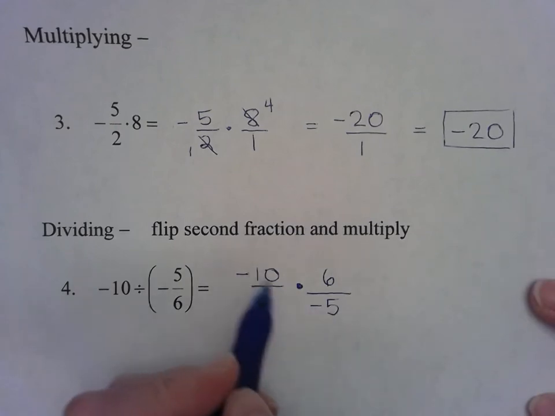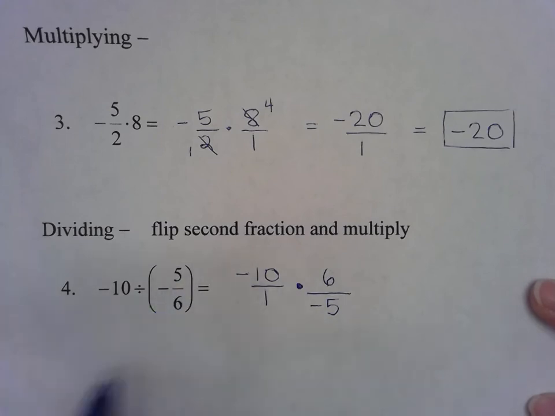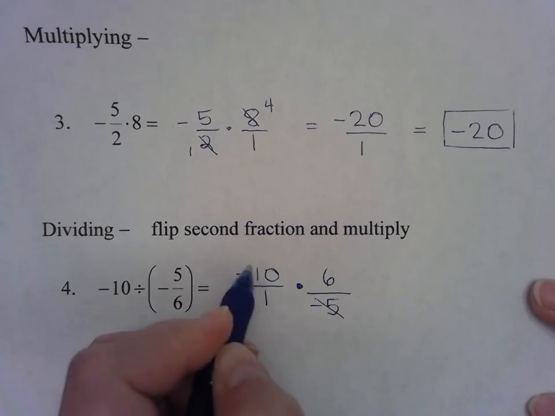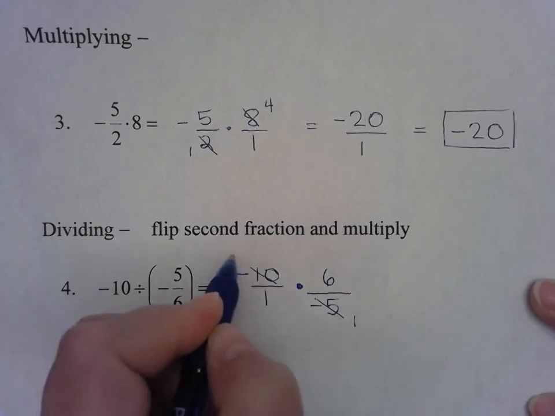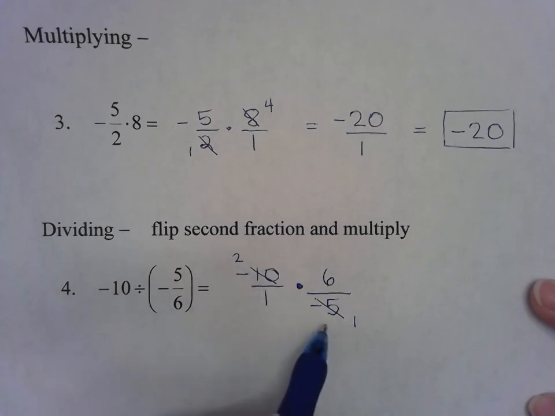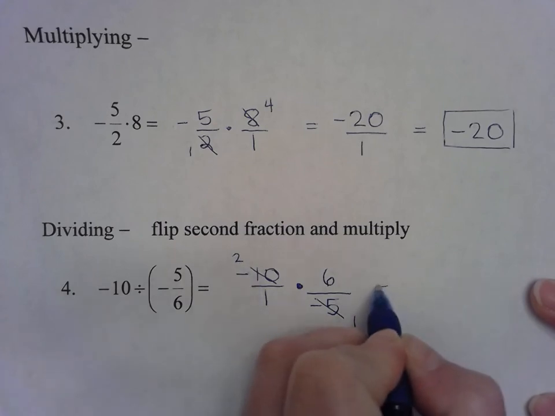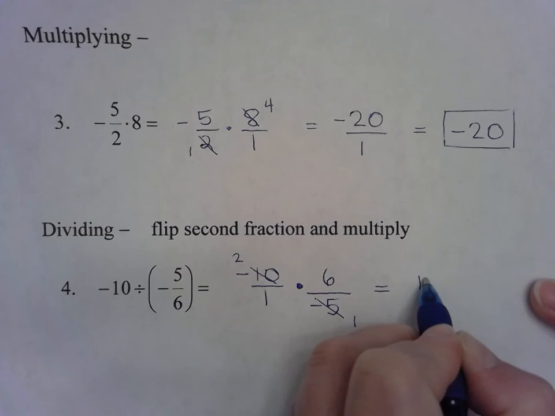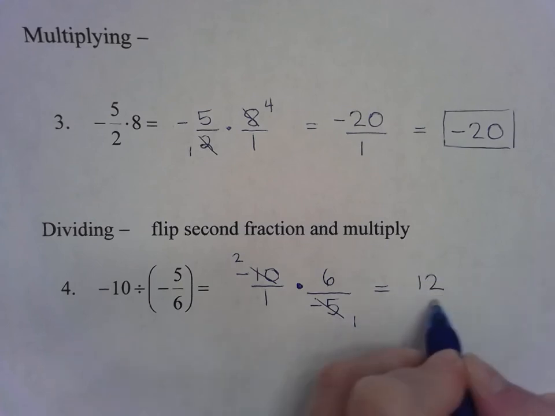You could cancel out your negative 5 here, or you could multiply it first and then cancel it out. If I divide both of these by negative 5, this is going to give me a 2. It's going to cancel and give me a 1. 2 times 6 is 12. 1 times 1 is 1.